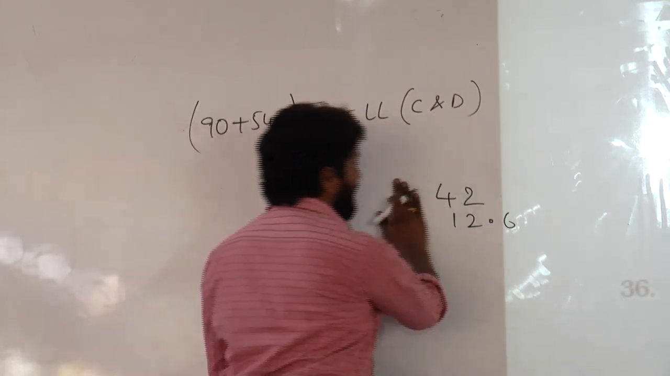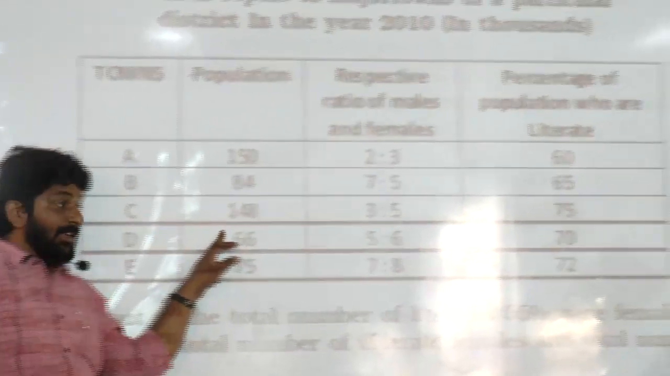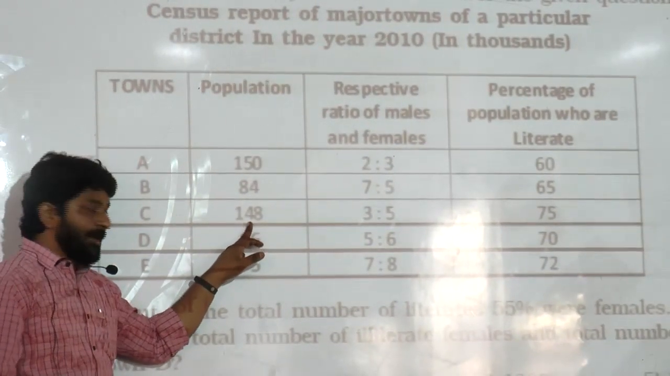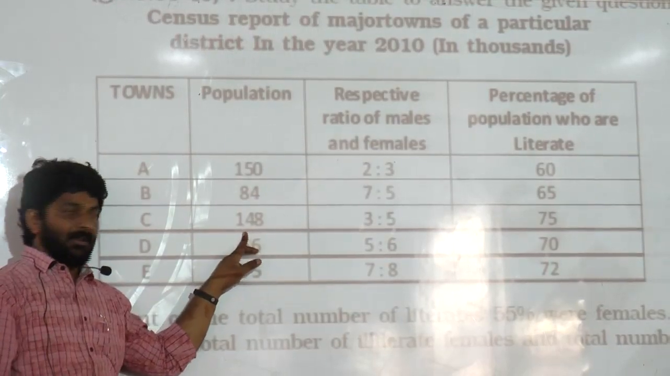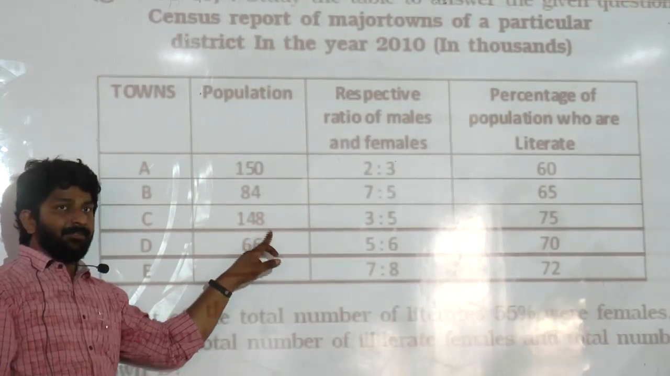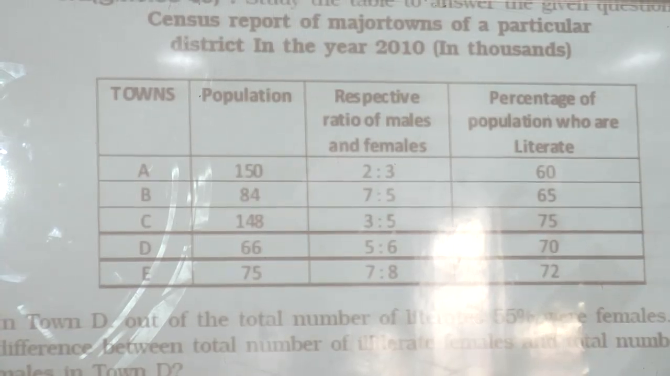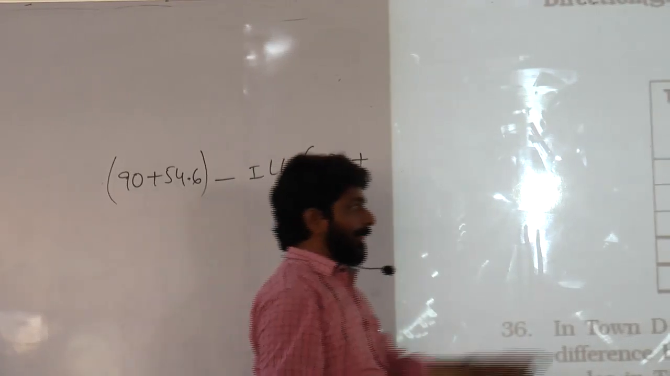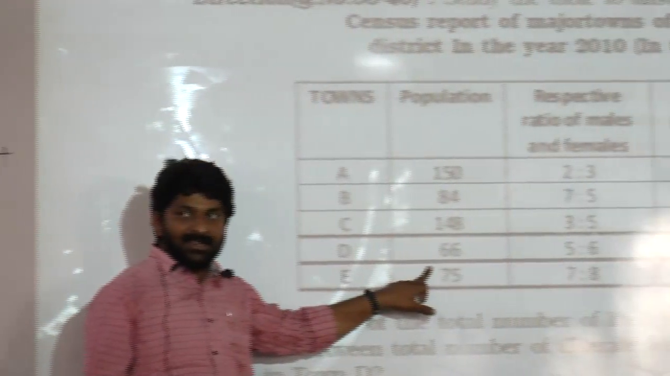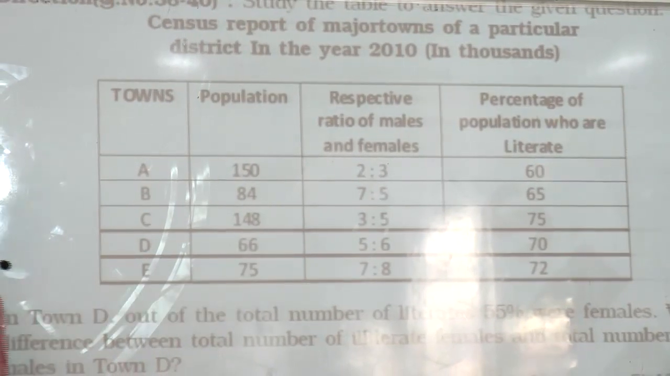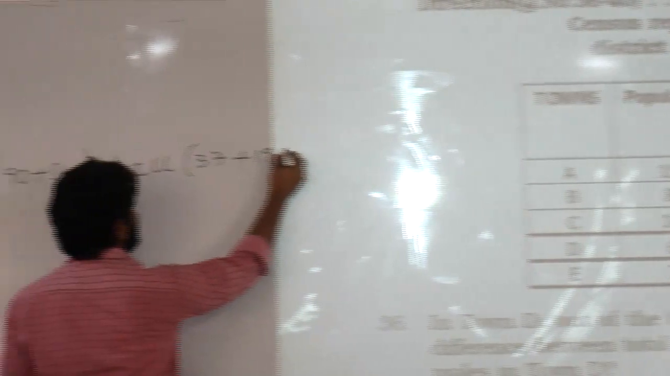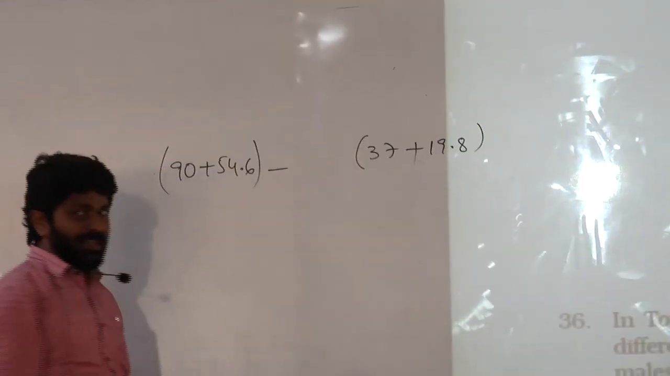Now illiterates from C and D. From C, 75% are literates. Illiterates are 25%. Correct? 25% of this number, half and half. Half of this number, 74. Again half, 37. So from C it is 37, and from D, 70% are literates, illiterates are 30%. 10% is 6.6. 30% will be 19.8. Illiterates from C and D.